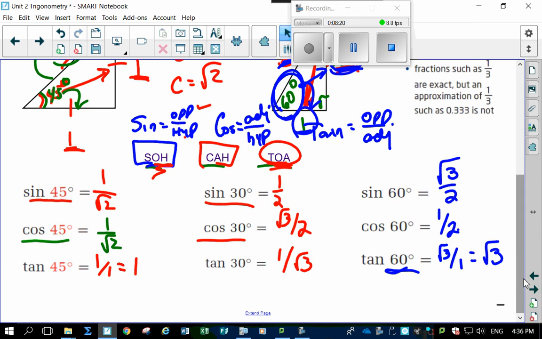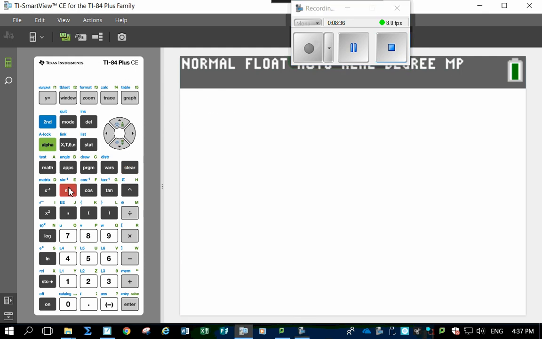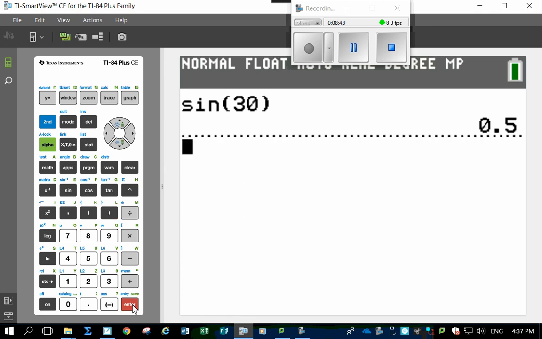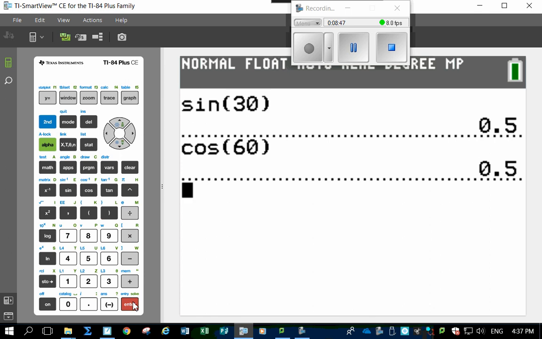Isn't that amazing? It's so cool to see this as exact numbers. And then you can say, well, look at this. Look how sine of 30 and cos of 60 are exactly the same number. Well, that can't be true, can it? Let's check. Sine of 30 and cos of 60. Cos of 60 better be the same number. And oh my goodness, they are.